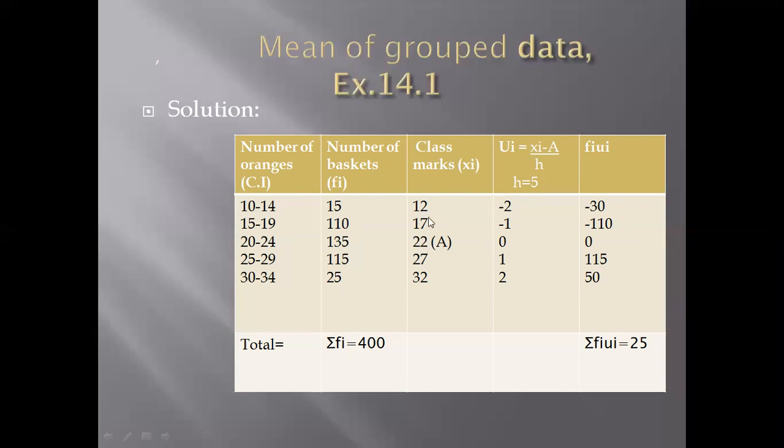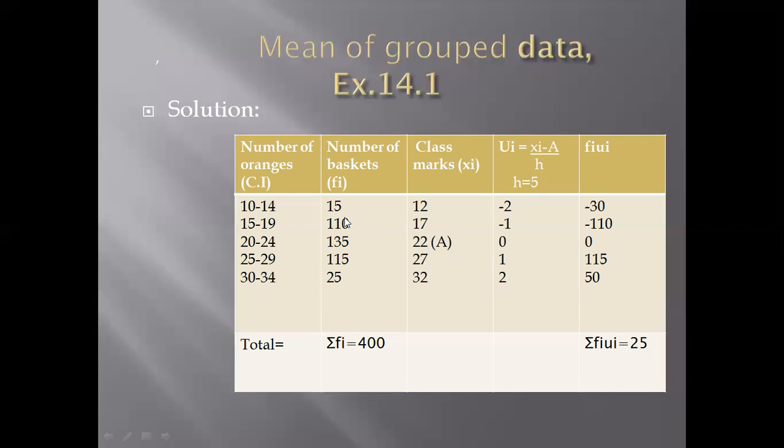And then now you know the procedure, xi minus a by h, that is 12 minus 22, which is equal to minus 10 by h, which is 5. So minus 10 by 5 is minus 2. So here minus 2. Then next one is 17 minus 22, that is minus 5. Minus 5 by 5, which is minus 1, that is here, minus 1. Then 22 minus 22, that is 0, 0 by 5 is 0. Then 27 minus 22, that is 5, 5 by 5 is 1. 32 minus 22, that is 10, 10 by 5, which is 2.